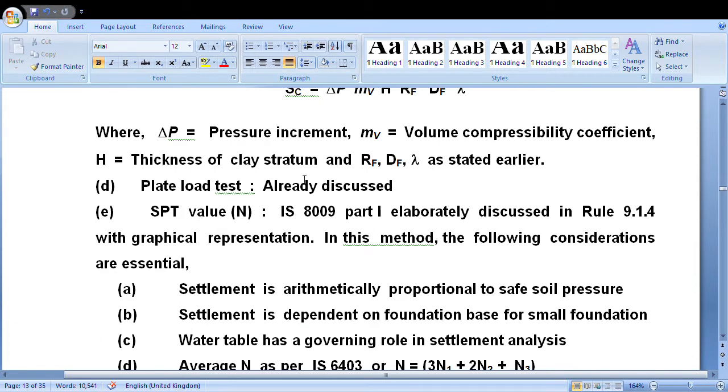In addition to this, from plate load test also we can calculate the settlement, and that settlement we should convert to different sizes of foundation based on the information from the plate load test results. There are a lot of empirical equations.